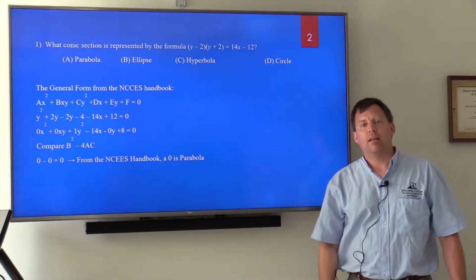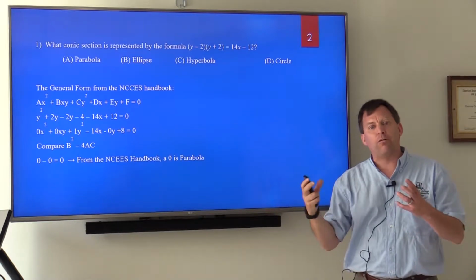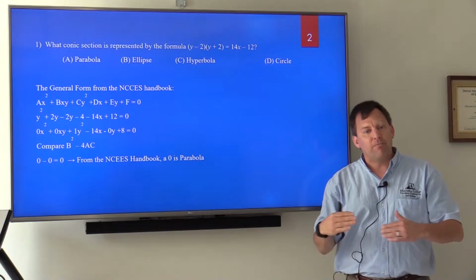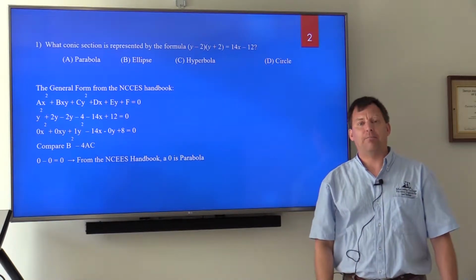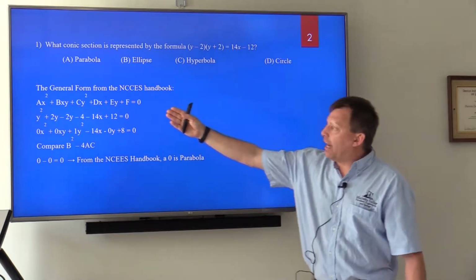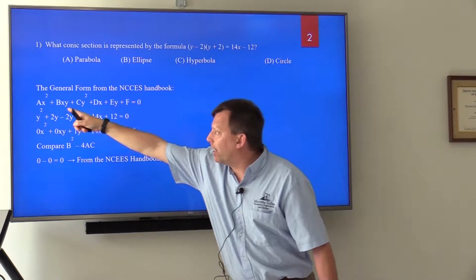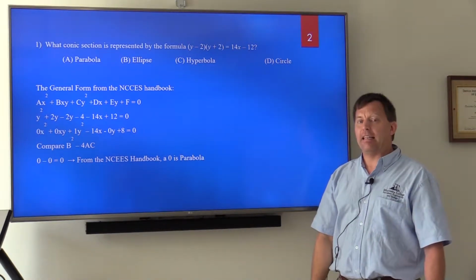As you're going through and reading the questions on the exam, you always want to look for little key words that you can use to help you solve the problem. In this case, the key word is conic section. So then we go to the NCEES handbook and look for conic section. And you can see this right here is the general form as it is listed in the NCEES handbook.